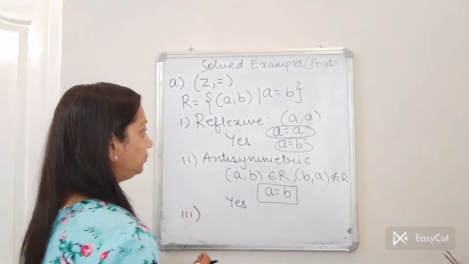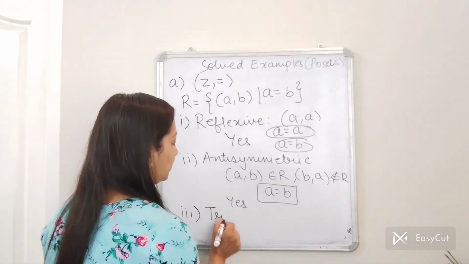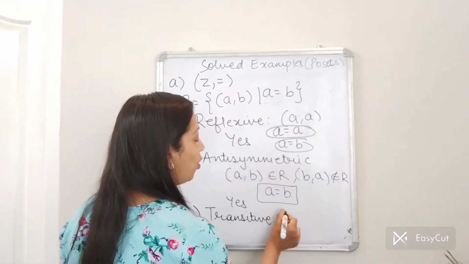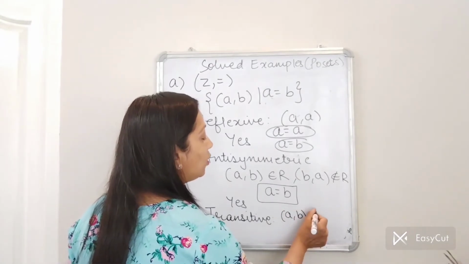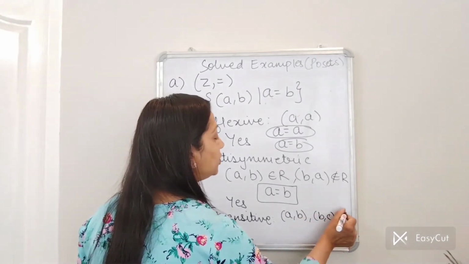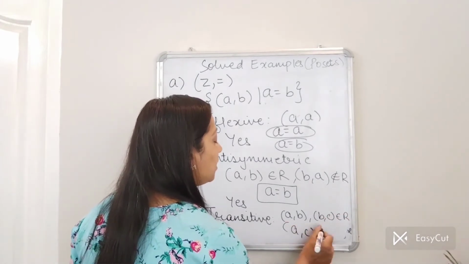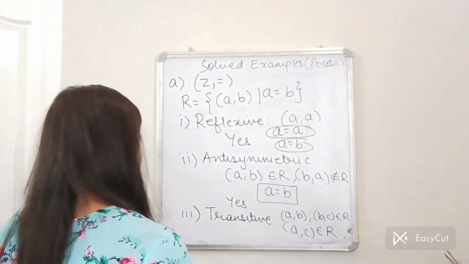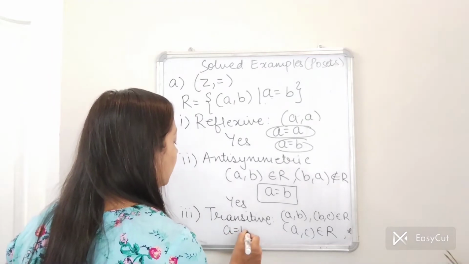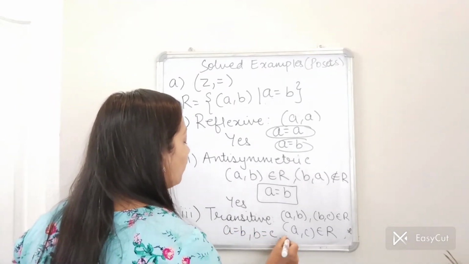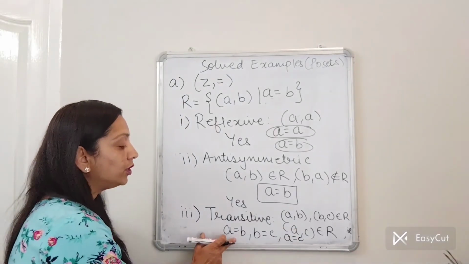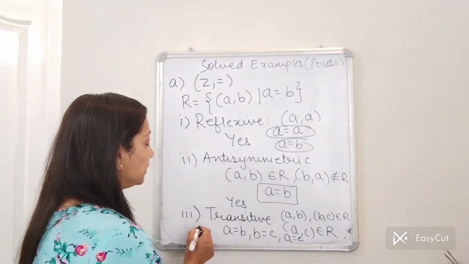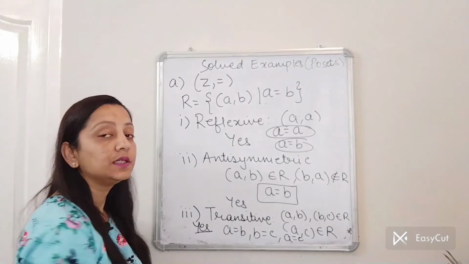Next, I will see if it is transitive or not. To be transitive, if the ordered pairs AB and BC exist in the relation, then the ordered pair AC must also exist in the relation. If A equals B and B equals C, then obviously A equals C. So if AB exists and BC exists, then AC will obviously exist. So it is transitive also.